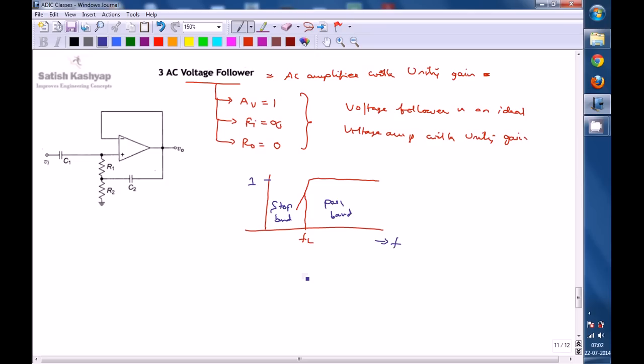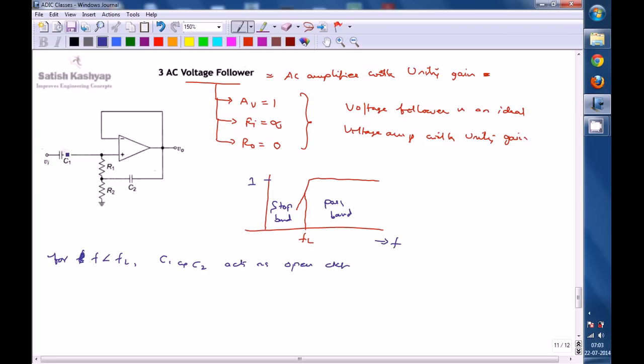So assume that for F less than FL, that is, for frequencies below the lower cutoff frequency, C1 and C2 act as open circuit.